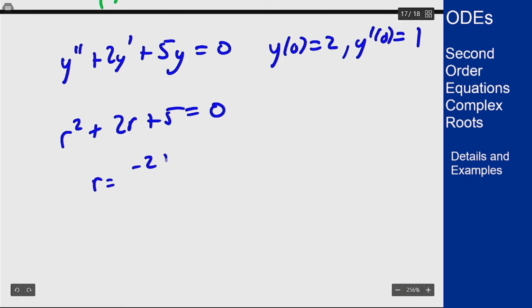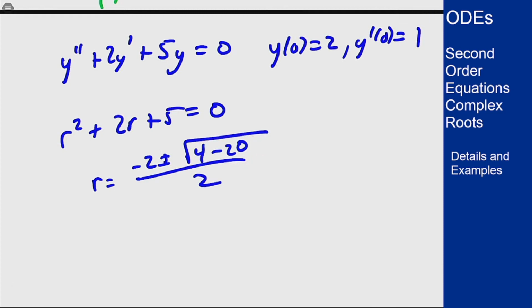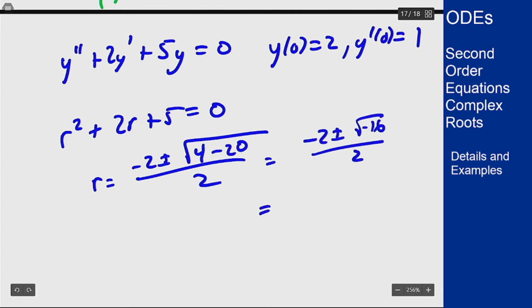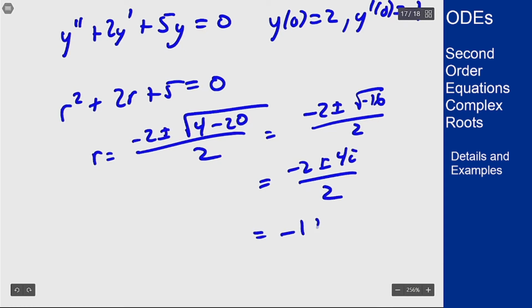r is negative 2 plus or minus the square root of b squared, which is 4, minus 4ac, which is minus 20, over 2. It definitely wasn't going to factor because this part here is imaginary. So we're going to end up with complex numbers. So I end up with negative 2 plus or minus root negative 16 over 2, or negative 2 plus or minus 4i over 2, or negative 1 plus or minus 2i. Which means the roots are negative 1 plus 2i and negative 1 minus 2i.